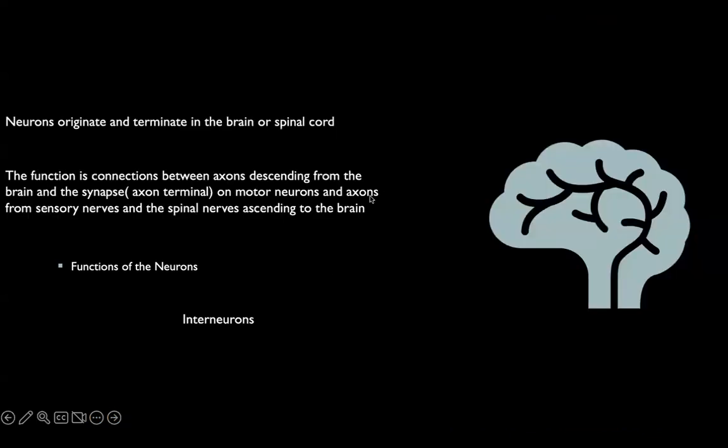And then interneurons. Interneurons originate and terminate in the brain or spinal cord. They function as a connection between axons descending from the brain and the synaptic axon terminal on the motor neuron, and axons from sensory nerves and the spinal nerves ascending to the brain.